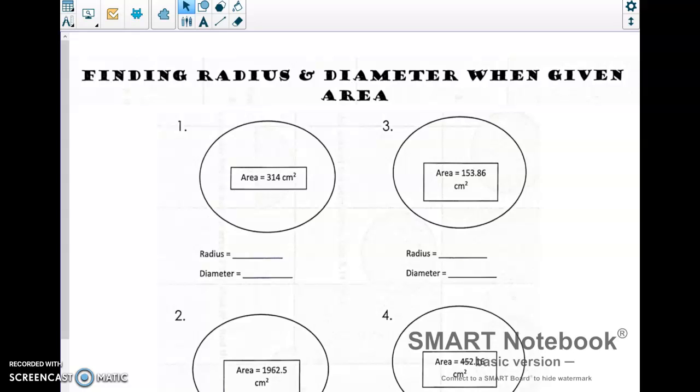Hi students, today we're going to talk about finding radius and diameter when you have the area. We talked about this briefly yesterday, but we're going to go into more depth today.